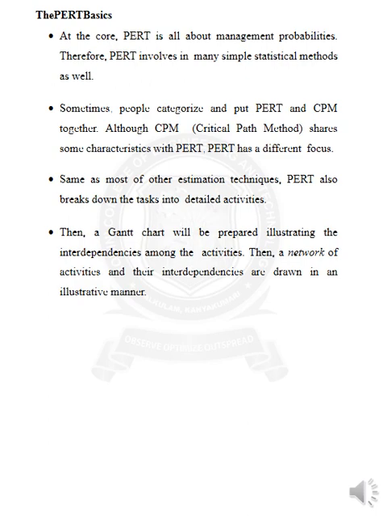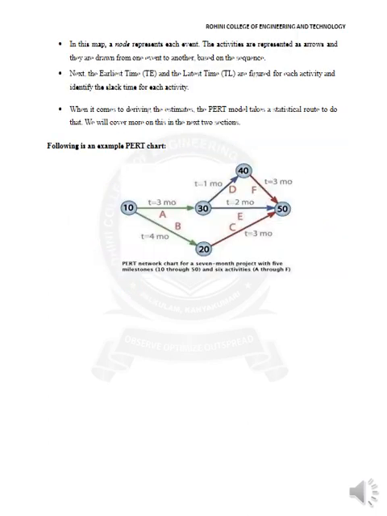Same as most other estimation techniques, PERT also breaks down the task into detailed activities. Then a Gantt chart will be prepared illustrating the interdependencies among the activities. Then a network of activities and their interdependencies is drawn in an iterative manner. So in this map, a node represents every event. The activities are represented as arrows as they are drawn from one event to another based on the sequence.